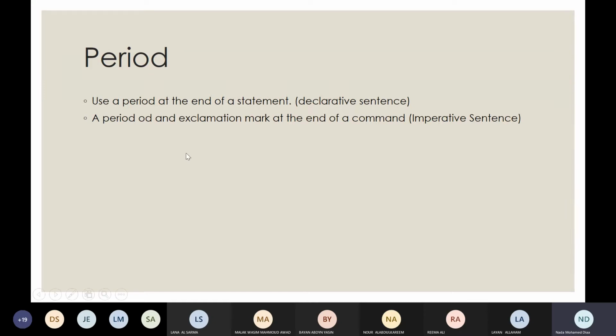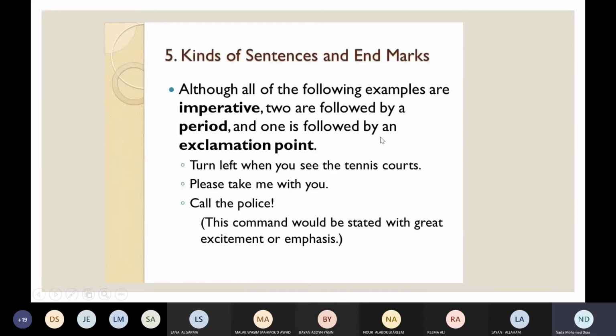So a period at the end of a statement, and also periods and exclamation marks at the end of a command. Why? In an imperative sentence, when I want someone to do something, or I give him a command: Turn left when you see the tennis courts. Dot. I'm giving him a command, or an order. It's an imperative sentence. Then I say, please take me with you. It is also imperative. I ask him to do something.